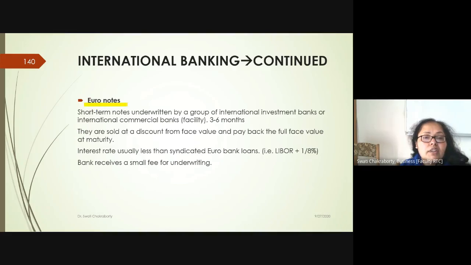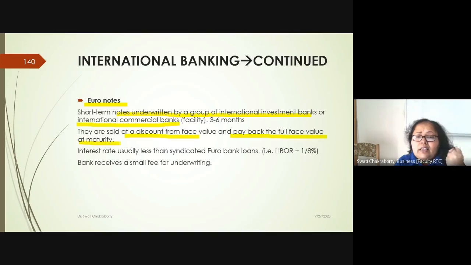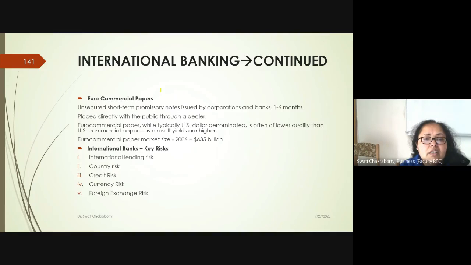Euronotes. These are short-term notes underwritten by a group of international investment banks or international commercial banks for 3 to 6 months, which are sold at a discount from face value and pay back the full face value at maturity. The interest rate is usually less than syndicated Eurobank loans, that is LIBOR plus 1/8%. Banks receive a small fee for underwriting, right?